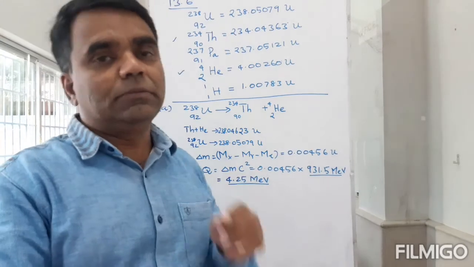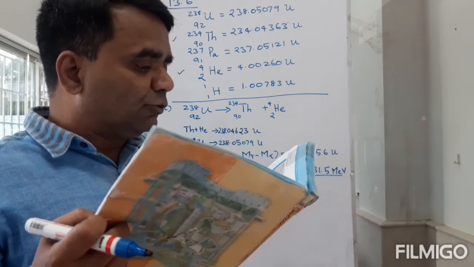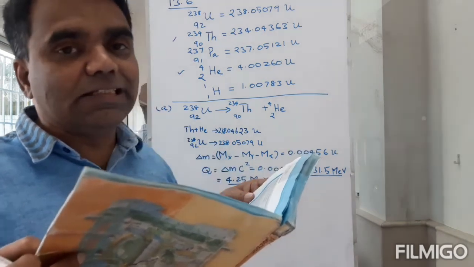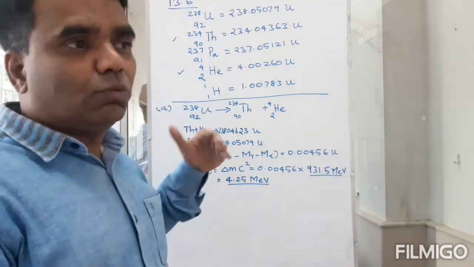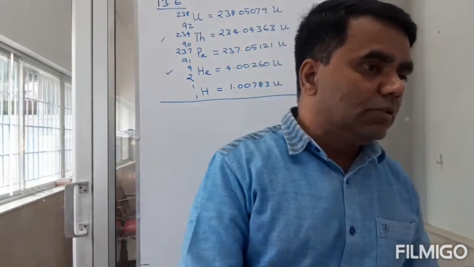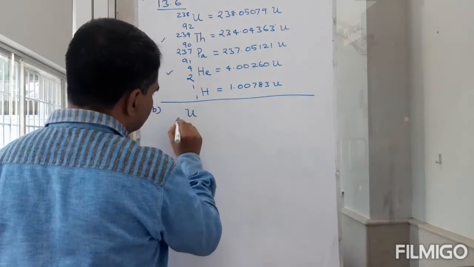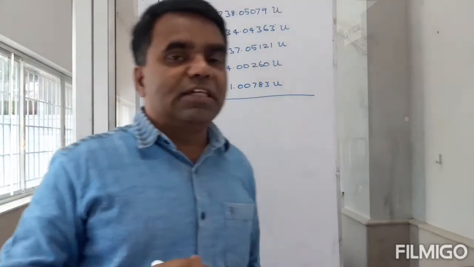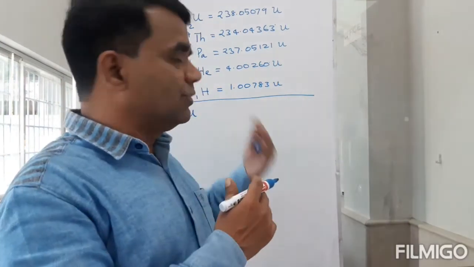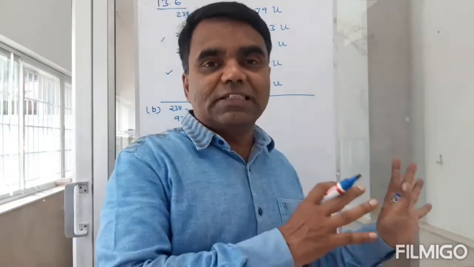So this is the first part. Then what's the second part? The second part is this. Show that uranium-238 cannot spontaneously emit a proton. So why should it emit only helium, the alpha particle? Why can it not emit a proton automatically? That is something that we will see now. Let's see. So you have uranium-238. Now they're asking you to say whether this uranium will spontaneously disintegrate into a proton and something else. We need to see if that can happen.